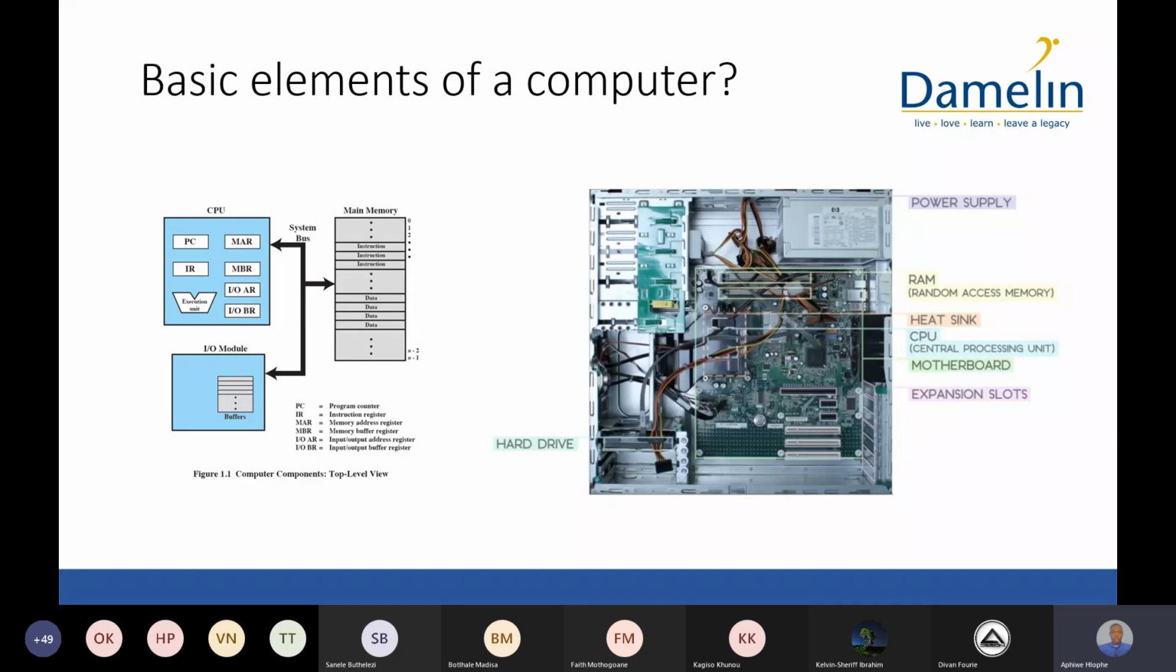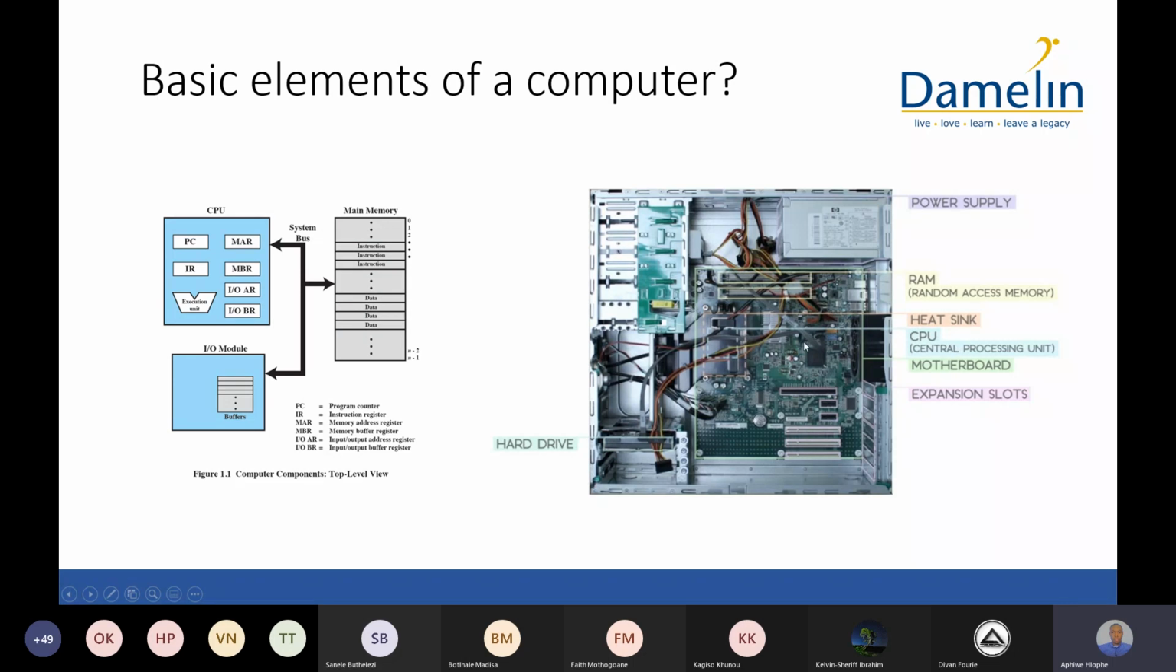Then we also have our input-output modules, okay? And that we'll also cover in the slides that follow. You can see this picture here, it's labeled, showing you the different slots. So this is where the RAM would go, okay? Our main memory would be somewhere over here.